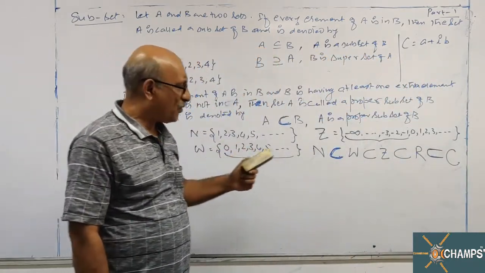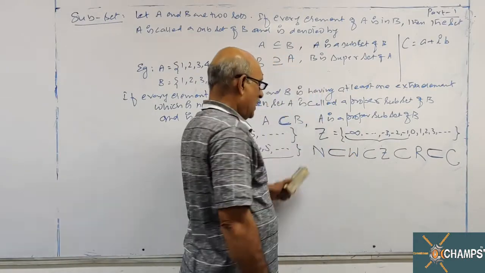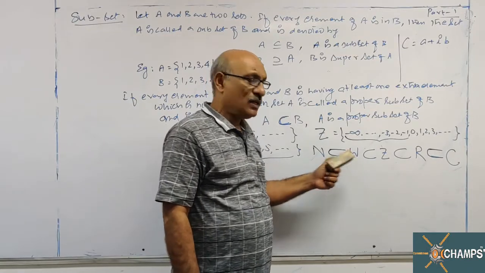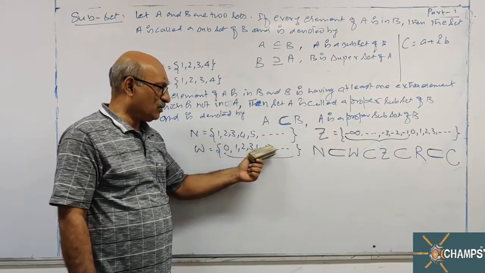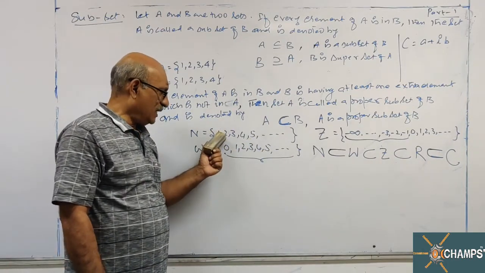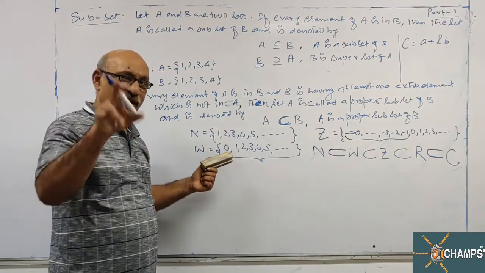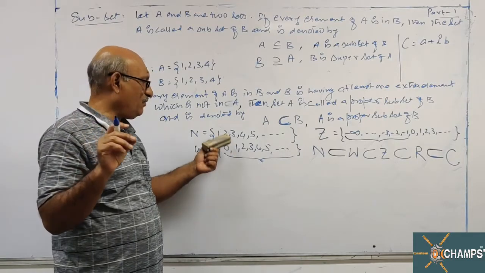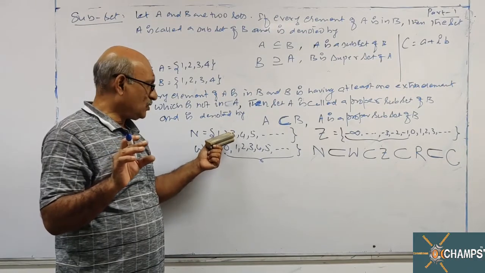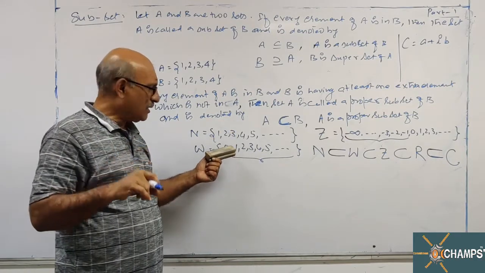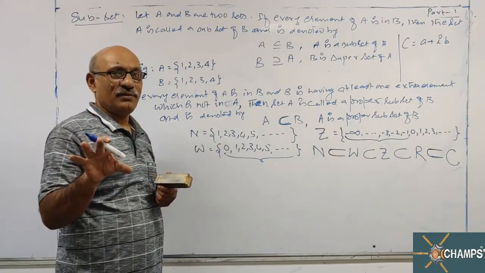Once again I am repeating this point. Natural numbers is a proper subset of whole numbers. Whole numbers means which contains 0, additional number. 0, 1, 2, 3, 4, 5, etc. Natural numbers 1, 2, 3, 4, 5 only. So whole numbers is having one extra element which natural numbers does not have. This is the parent set and it is the child set. When I compare, this parent set is having one additional element which the child set does not have.